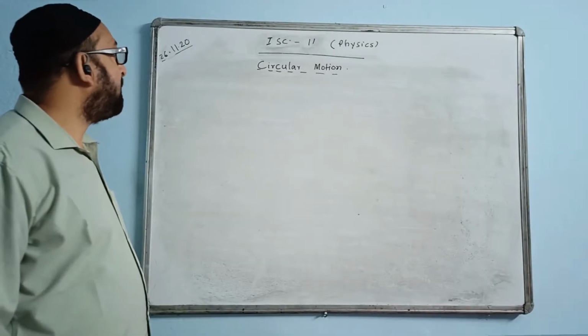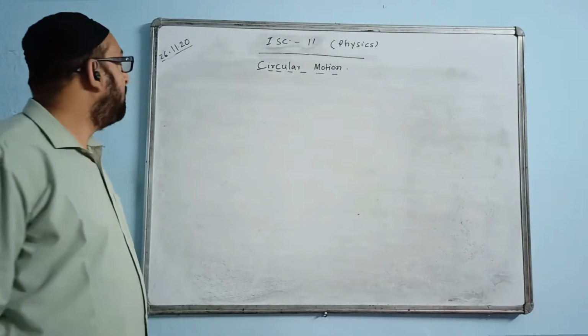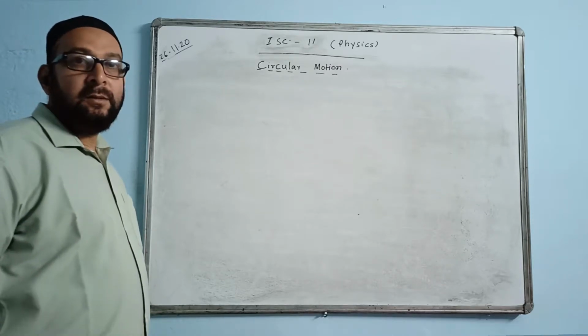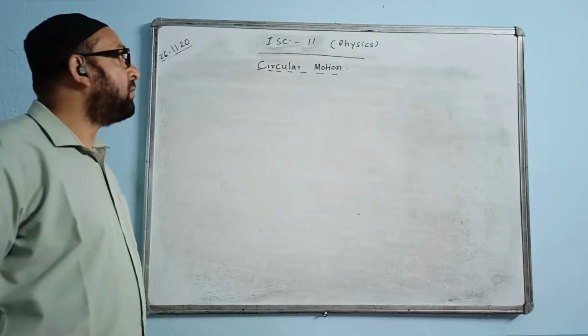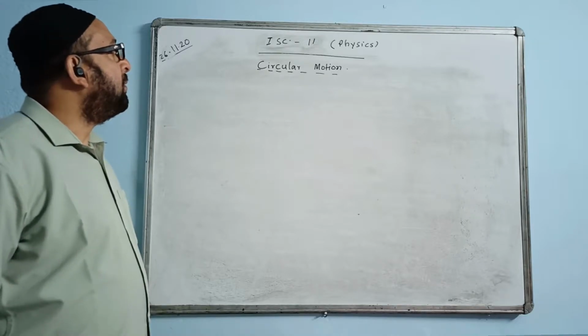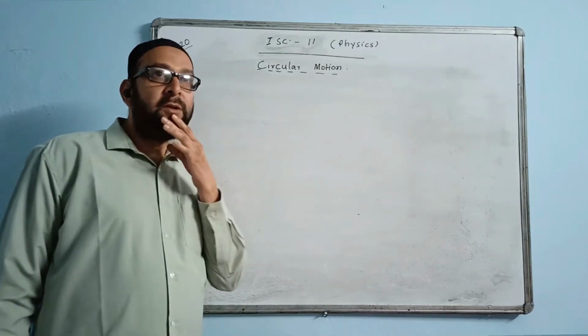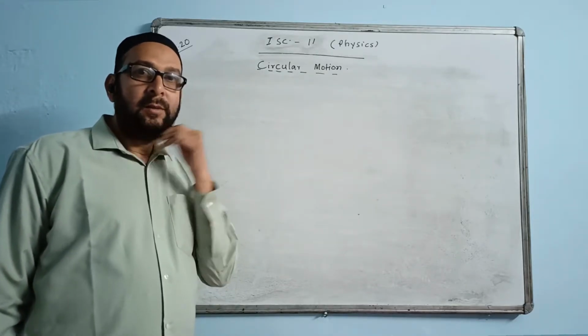Today we will start a new chapter, circular motion. You have some idea about this chapter. Already you have done it in class 10 also. There are two types of circular motion, uniform and non-uniform.